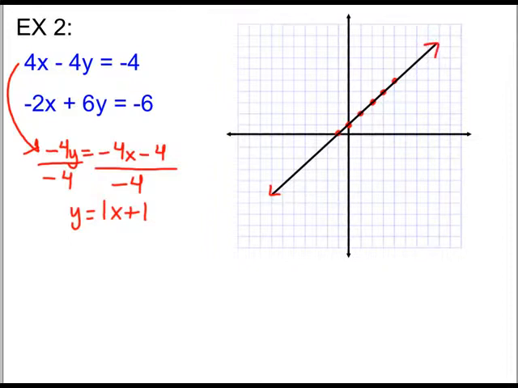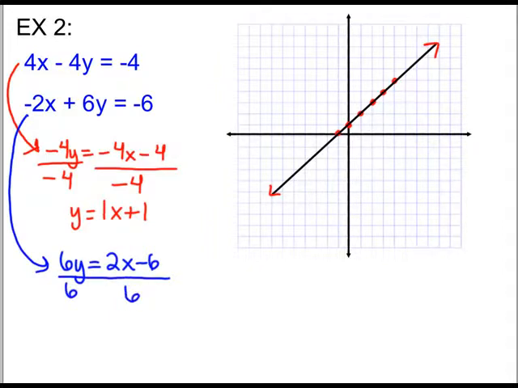I'm going to repeat the process this time with the second equation as well. It says negative 2x, so I add 2x to the other side. So we get 6y equals 2x minus 6. And this time I'm going to divide everything by 6. So I get y equals 2 divided by 6 is 1/3 x, and 6 divided by 6 is 1, but it's a negative 1. So this time what I'm going to do is start at negative 1. I'm going to go up 1, right 3, or I could go down 1, left 3.